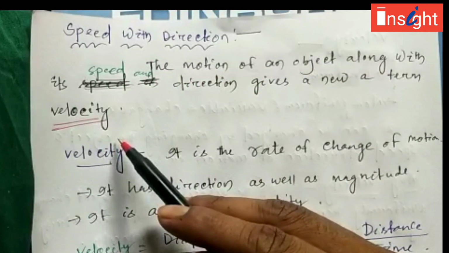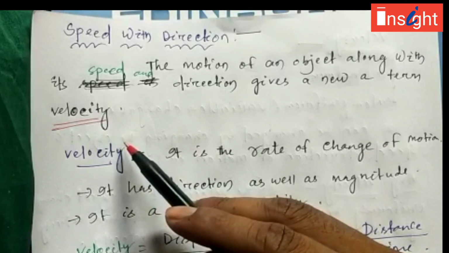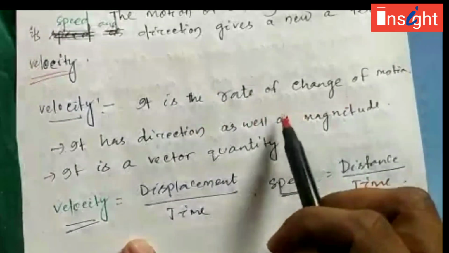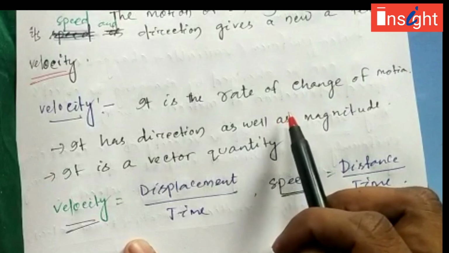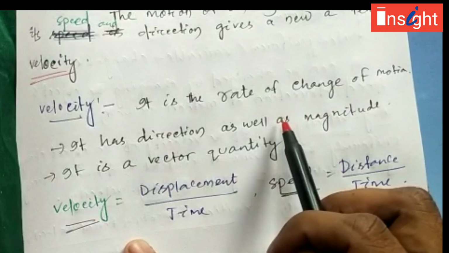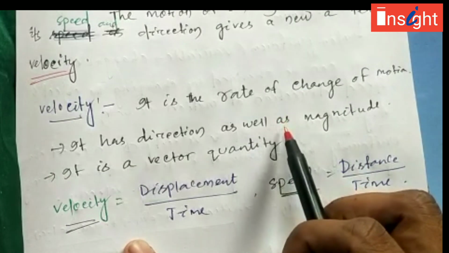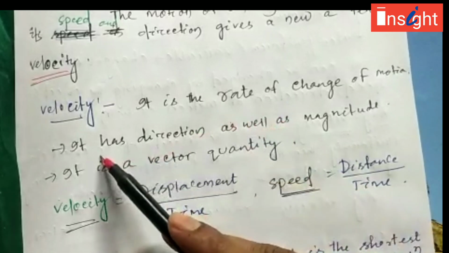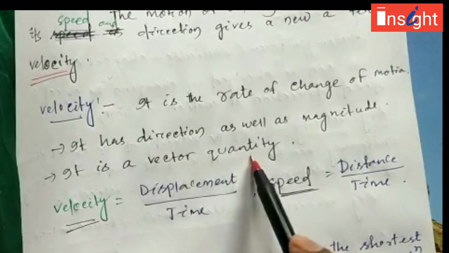You may or may not be acquainted with velocity, but now you have to learn about it. What is velocity? It is the rate of change of motion, the same as speed. Speed is also the rate of change of motion, and velocity has the same definition. But speed has no direction, only magnitude. So speed is called a scalar quantity, but velocity has direction as well as magnitude, so it is called a vector quantity.